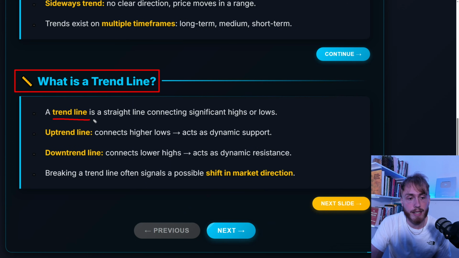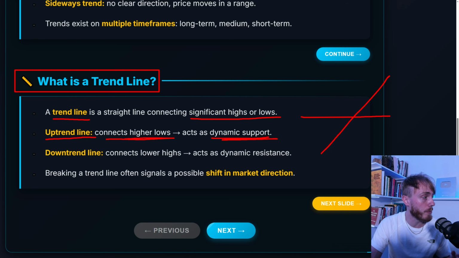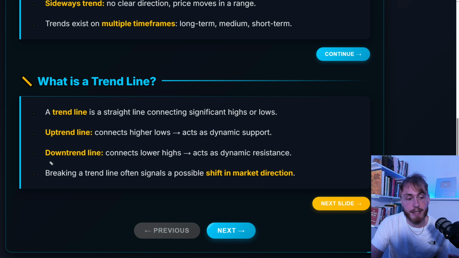Well, a trend line is just a straight line connecting significant highs and lows. So an uptrend line connects higher lows and it acts as a form of dynamic support. Dynamic support means that the support is not just horizontal, but it actually moves over time. So this is what we mean by dynamic. And a downtrend line connects lower highs.